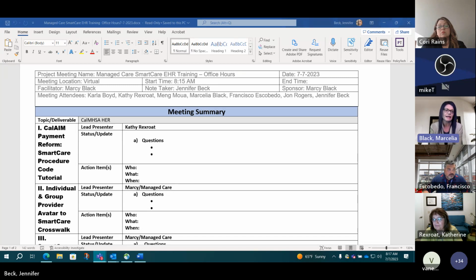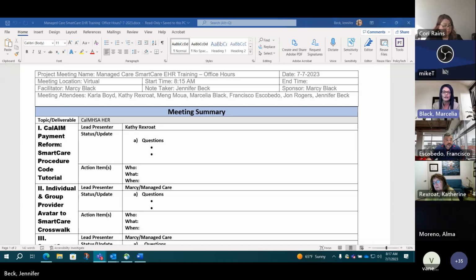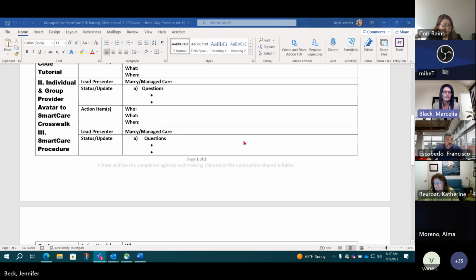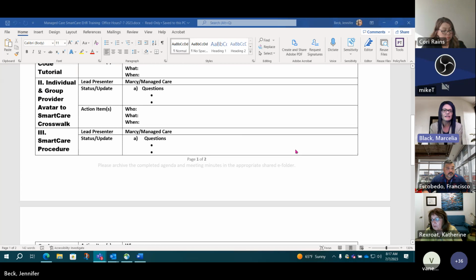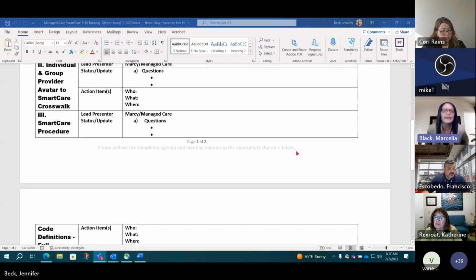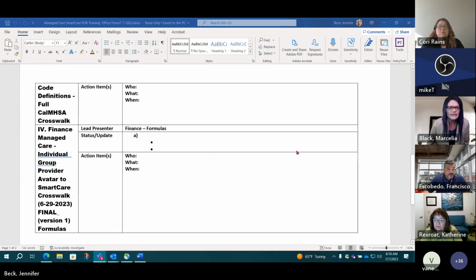So you'll see on the side, topic 1, we're going to have a tutorial from Kathy on SmartCare procedural codes. Agenda item 2, we're going to show and share our crosswalk from Avatar to SmartCare. And then Jennifer, if you'll scroll down a little bit. Agenda item 3 is our individual and group provider crosswalk. And then the next agenda item is the full CalMesa crosswalk. So there are some additional codes that you could possibly use, and we'll talk about that.